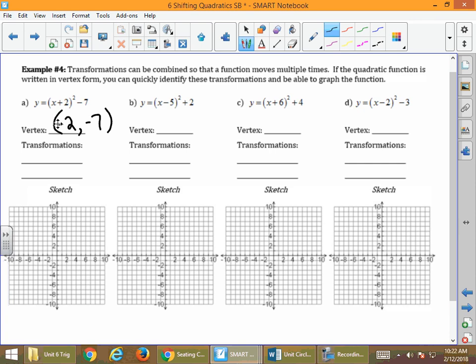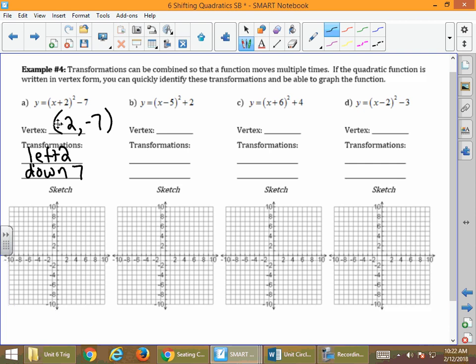But we also want to identify, what are those transformations? Well, we've got x plus 2. Plus inside the function means that we go the opposite direction of what we think is going to happen. So we're going to go left 2. And then our minus 7 is going to go in the direction that we think it's going to go, which is down 7.